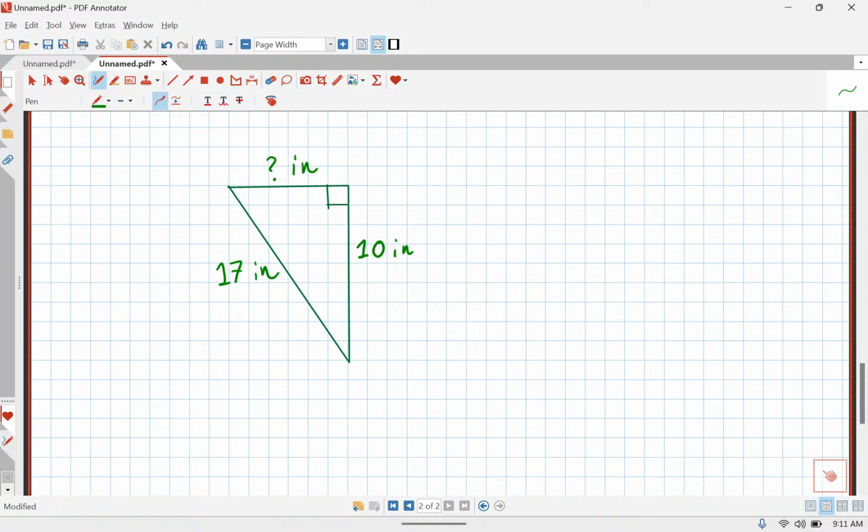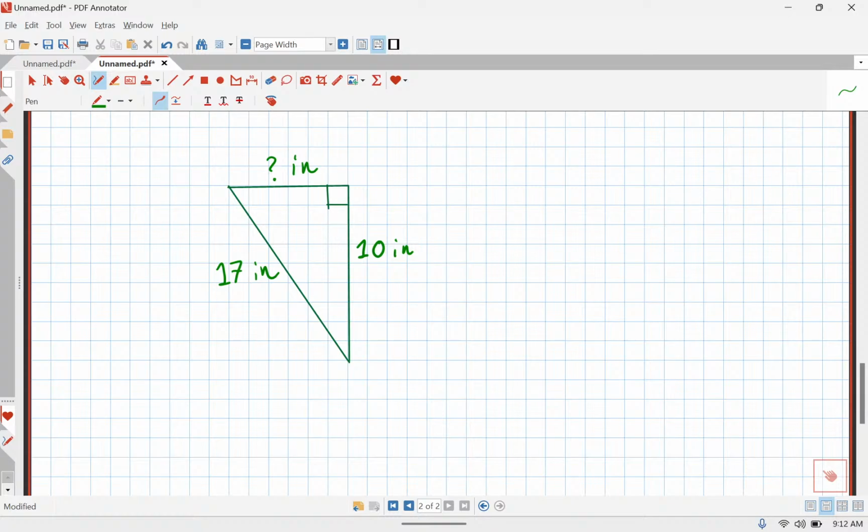Wait, which one do I times by itself? Is it the leg? Actually, both of them. So you do the 10 times 10 and the 17 times 17. So we need to find the area of these squares. What's 17 times 17? Yeah, punch it in there. 289. Awesome. What's 10 times 10? 100. Perfect.